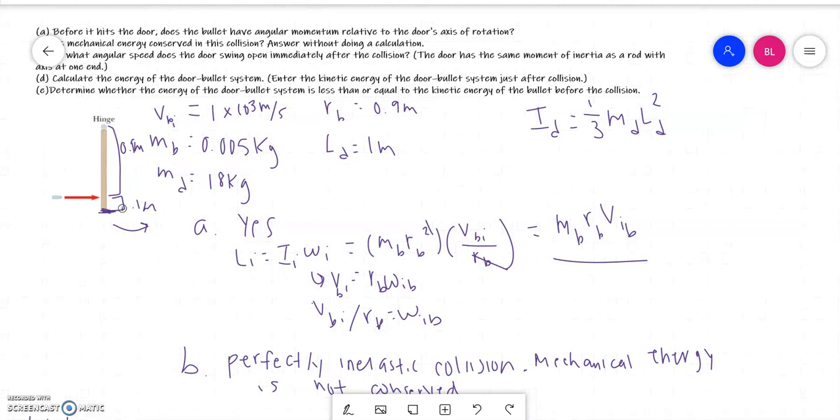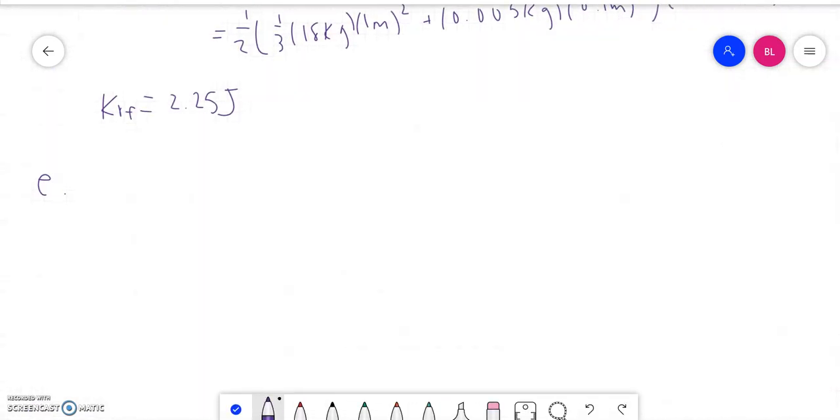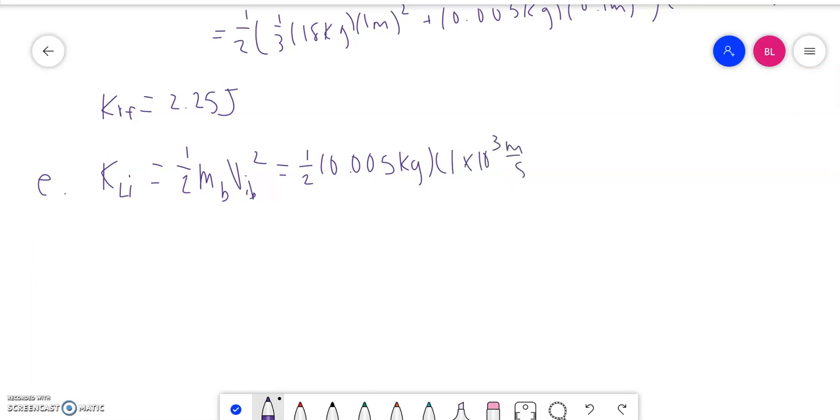Part E, let's read again. Determine whether the energy of the door bullet system is less than or equal to the kinetic energy of the bullet before the collision. So we can find the kinetic energy of the bullet before the collision using K sub L. This will be a linear kinetic energy. Initial is equal to 1/2 the mass of the bullet times the initial velocity of the bullet squared, 1/2 times 0.005 kilograms times 1 times 10 to the third meters per second squared. And this gives an initial kinetic energy of 2,500 joules.